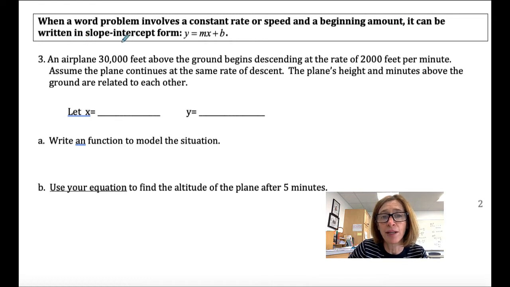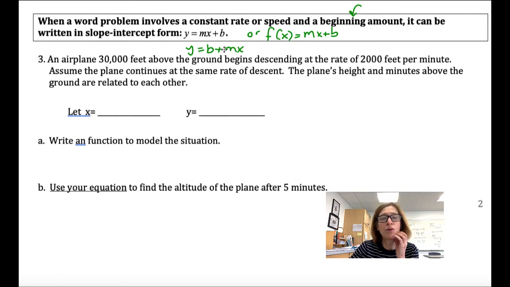And it can be written in the slope-intercept form, y equals mx plus b, or f of x equals mx plus b. And I actually want to point out that a lot of times we could flip that around and you might say y equals b plus mx. Why? Well, because b represents your beginning amount, your starting amount. And so it kind of makes sense that it should come first in the equation.